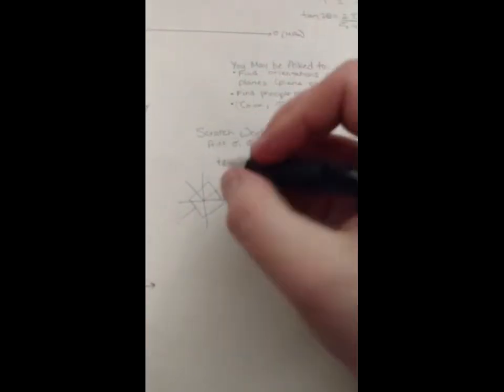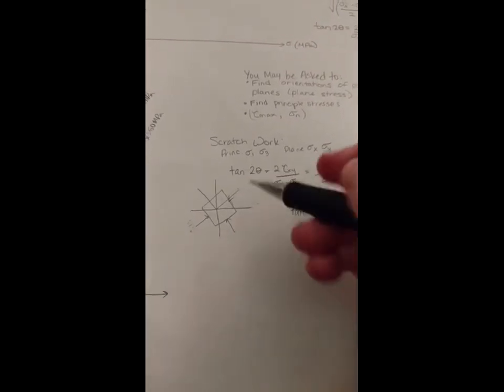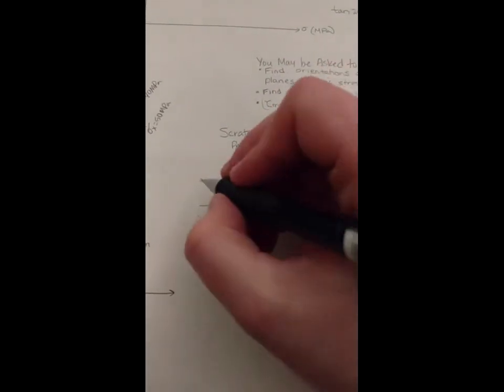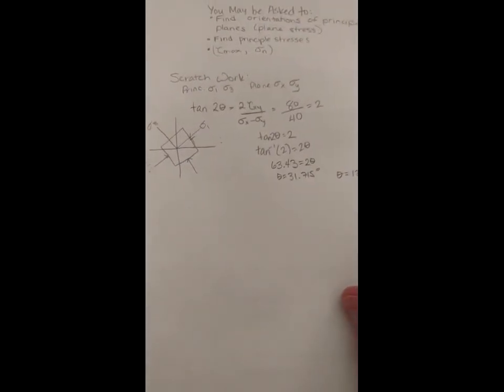Okay, so let's see. We know we're in compression, so our arrows are going in. And we can say that this one is going to be the maximum principal stress, and that one's going to be the minimum. Okay, so that's how you get those angles.